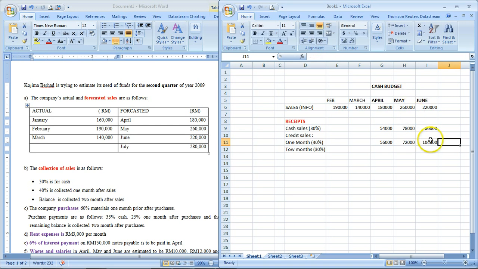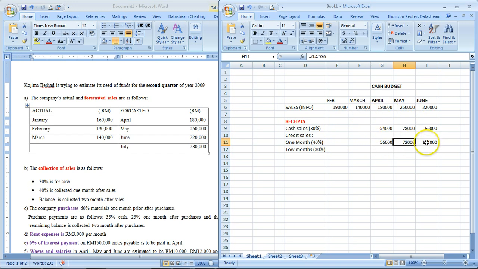I want you to guide me. 0.4 times 260,000. So I get 104,000 because our base is 260,000. Okay, how about 2 months? Give me an idea how 2 months. Just now, for April, if 1 month, I take 104.